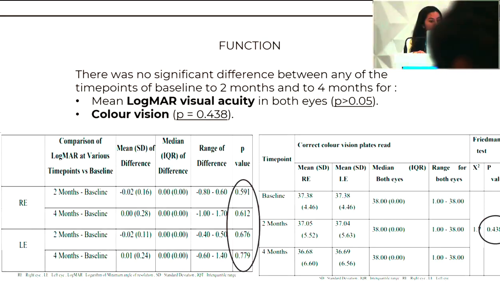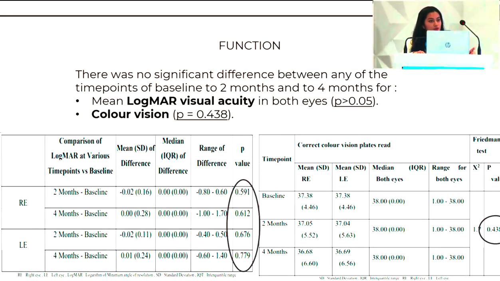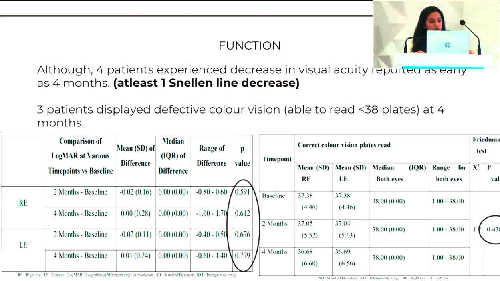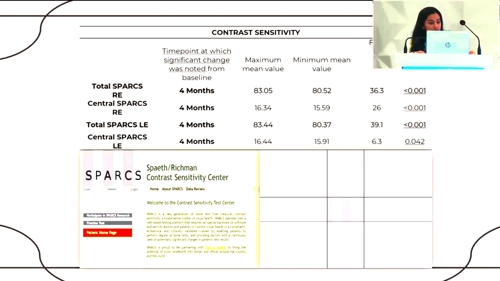The p-value of visual acuity and color vision did not prove to be statistically significant for our study. However, as early as 4 months, we noted that at least 4 patients experienced at least a 1-line decrease in the visual acuity by Snellen chart. At least 3 patients displayed disturbance in their color vision. The contrast sensitivity, total, and central scores also proved to be significant.